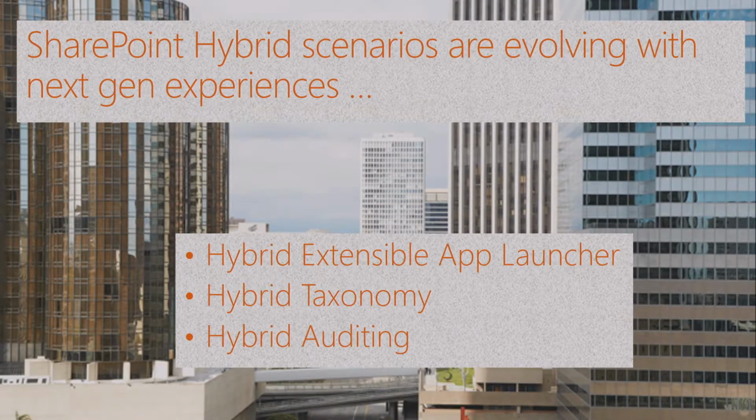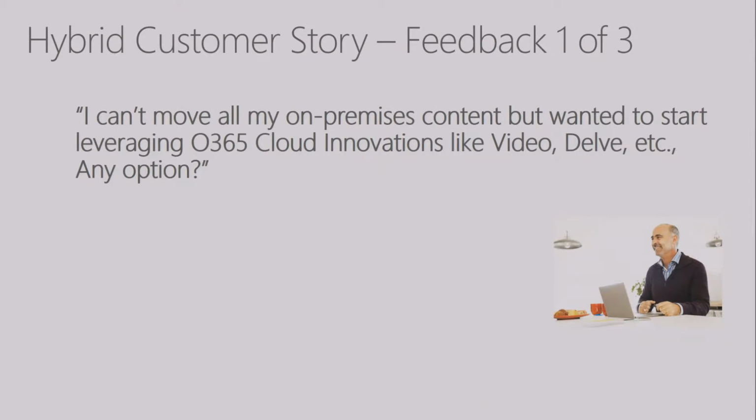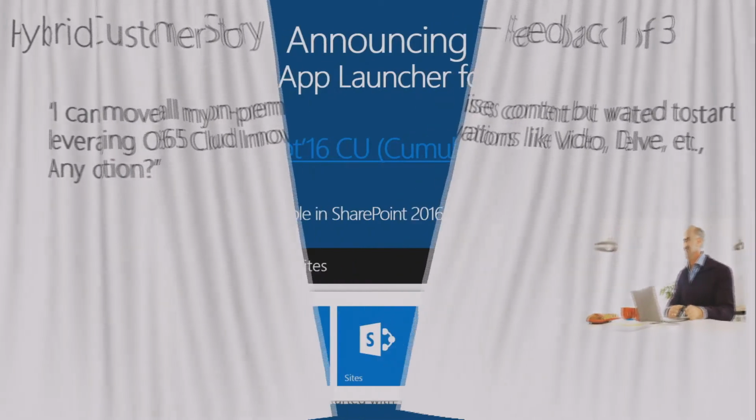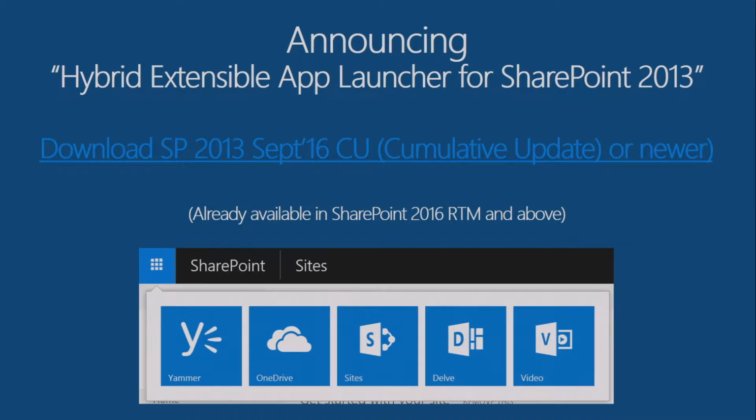So I'm going to start with the extensible app launcher. The first feedback is, like I said earlier, I cannot move all the content to the cloud to make use of the new innovations. I want to get it from the on-prem. Is there an option? Well, we are delighted to announce that there is an extensible app launcher for SharePoint 2013 as well. Go ahead, don't feel shy to applaud. Yes, it will be available as part of the hybrid, not as a pure on-prem thing. It's a pure hybrid feature.